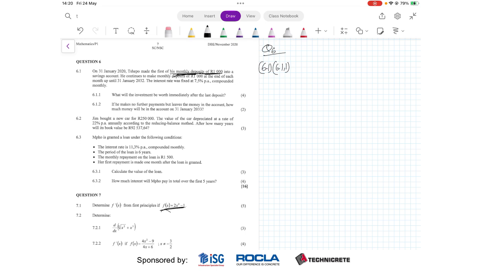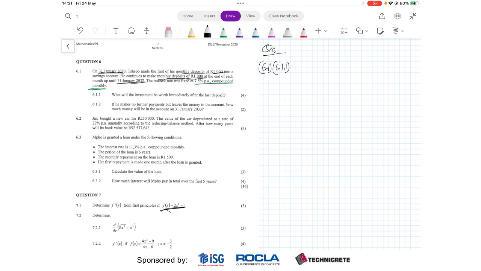After making those monthly deposits, he continues to make monthly deposits of 1,000 Rands at the end of each month until 31st January 2022. The interest is fixed at 7.5% per annum compounded monthly. So, what will the investment be worth immediately after the last deposit?